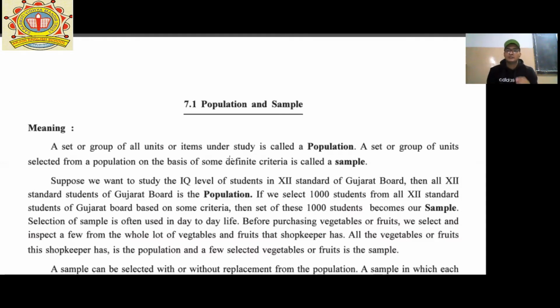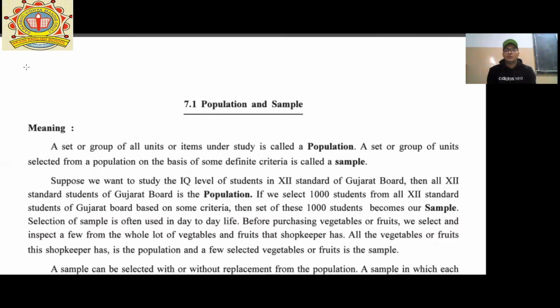Now, second point, a set or group of units selected from the population on the basis of some definite criteria is called a sample. It means again, out of these 30 students, I want to select those students who secured more than 80% in 10th standard. So I can get approximately 3 to 4 students from this class. It means the students that I have selected become the sample size.